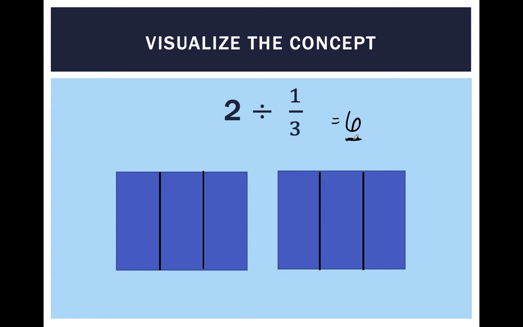That is why we get a bigger answer, and that is often confusing because we think, well, if we're dividing things smaller, why would we get a bigger answer? Well, that's because each piece is smaller. You have to think about that when you are not sure if your answer is reasonable or not.